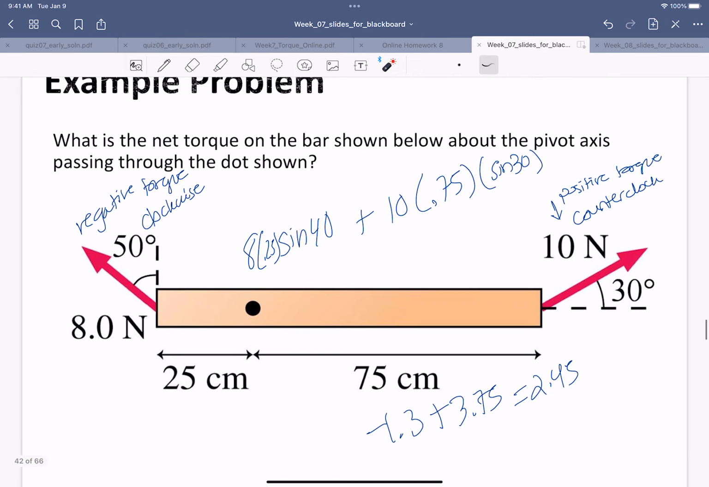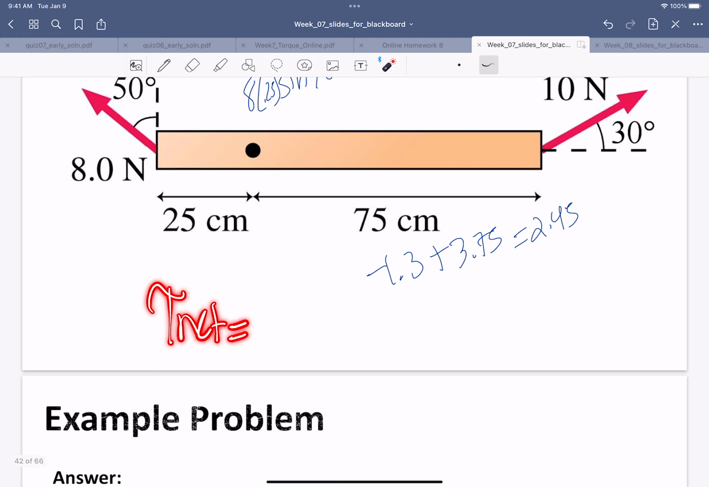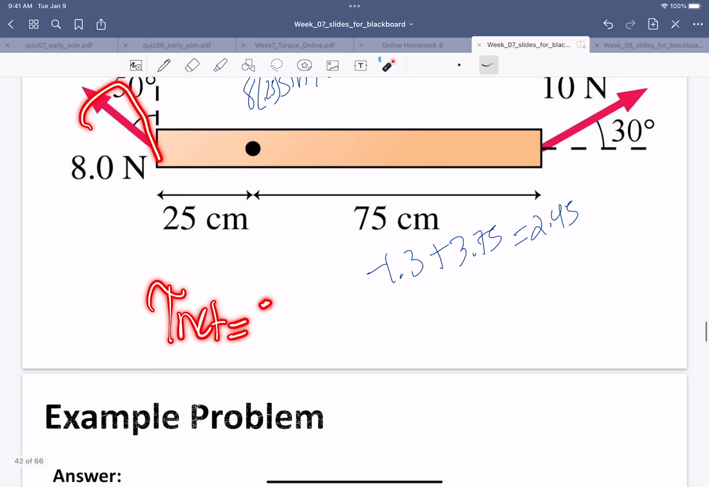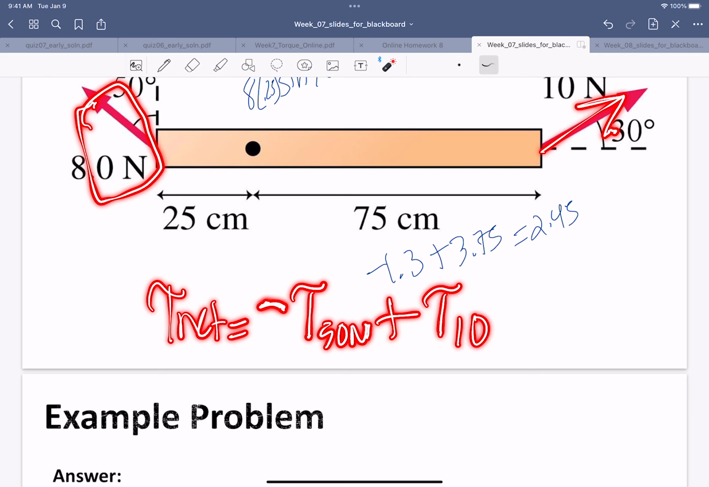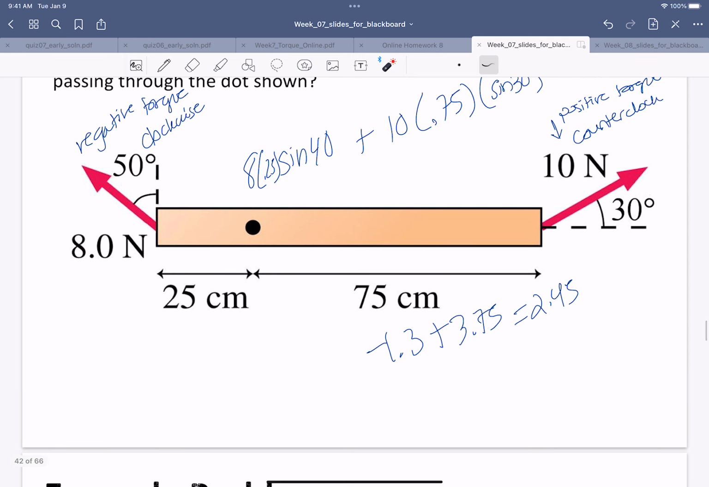And so when you're calculating net torque, I can integrate my signs for torque immediately, right? So if I know that this 8 Newton force is clockwise, it would be negative. So negative torque for the 8 Newton force. And then this 10 Newton force is pulling it counterclockwise, which is positive. So there's a positive torque for the 10 Newton force. So I can write it like that, for example, to figure out my net torque.